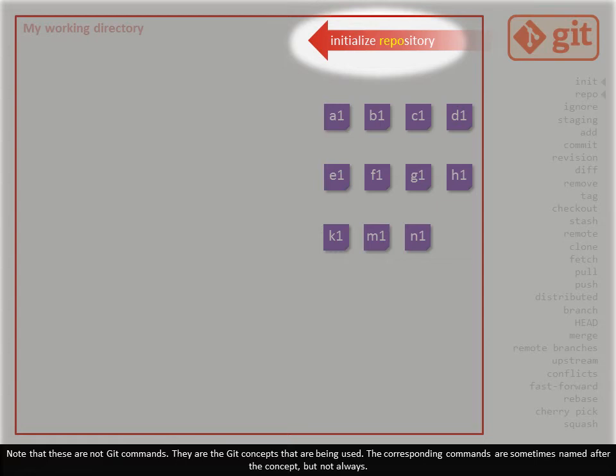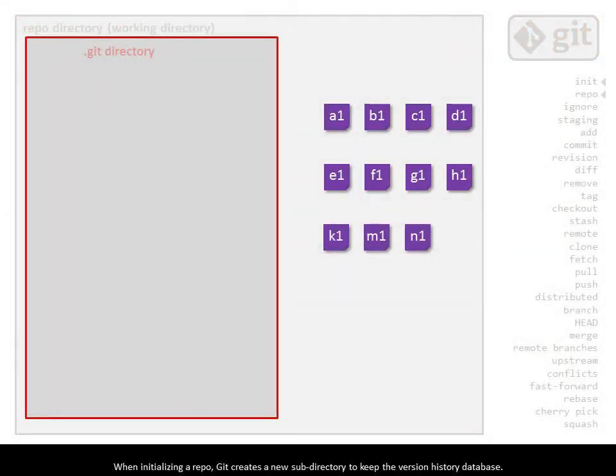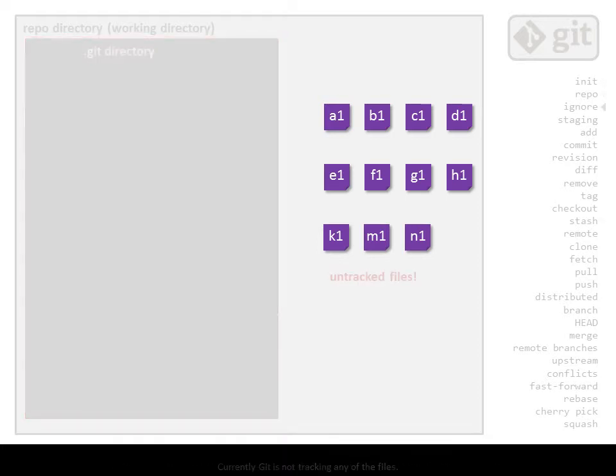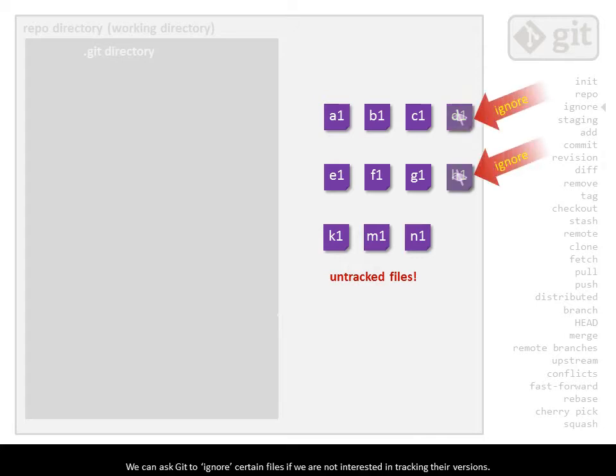Note that these are not Git commands. They are the Git concepts that are being used. The corresponding commands are sometimes named after the concept, but not always. When initializing a repo, Git creates a new subdirectory to keep the version history database. Currently Git is not tracking any of the files. We can ask Git to ignore certain files if we are not interested in tracking their versions.